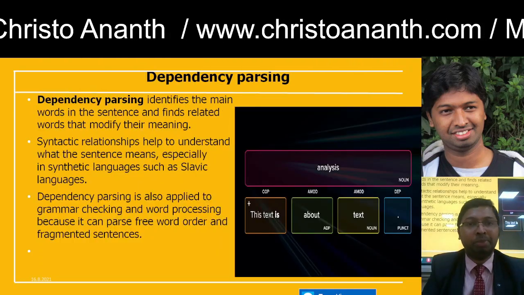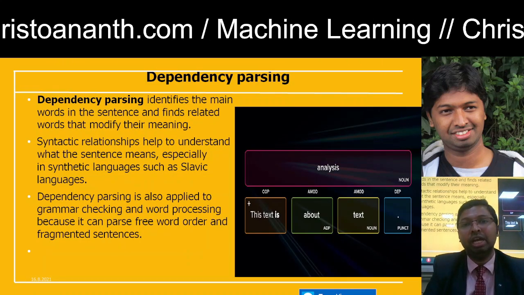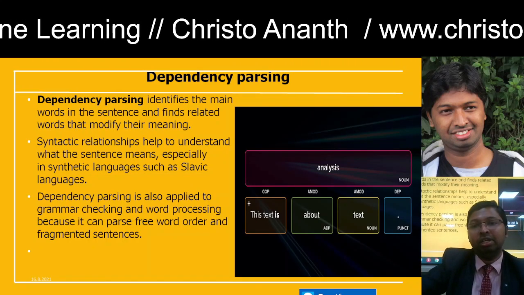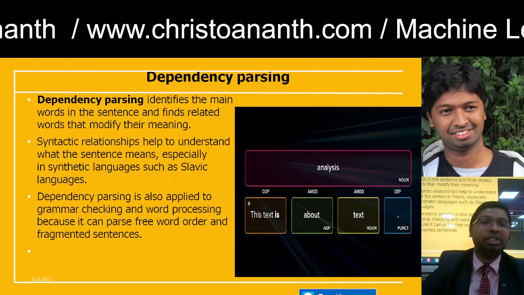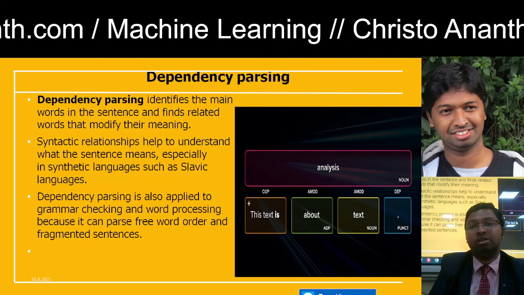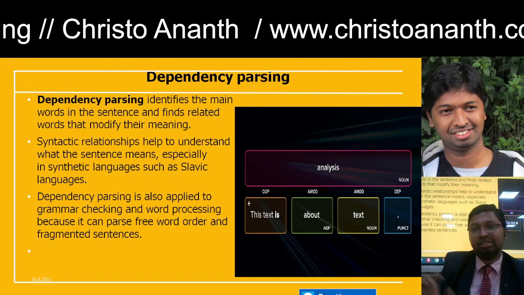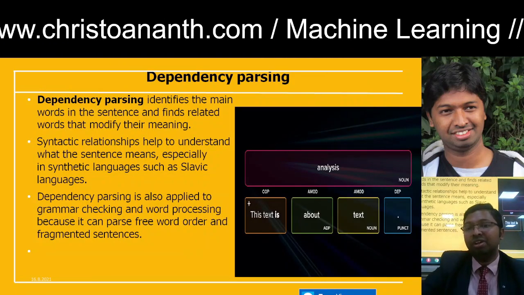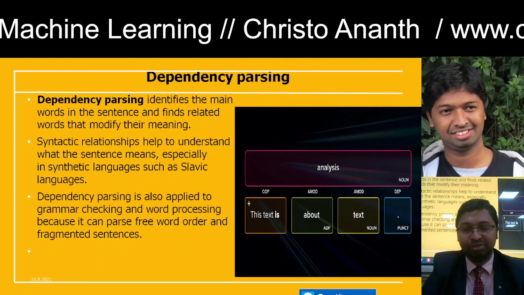Next you will go for dependency parsing, where we try to identify the main words in the sentence and find related words that modify their meaning. For example, this text is about text analysis. You can split it according to dependency parsing. You can go for grammar checking and then word processing also. This text is about text analysis, punctuation dot. So you can go like noun, adjective, preposition. So you can identify.